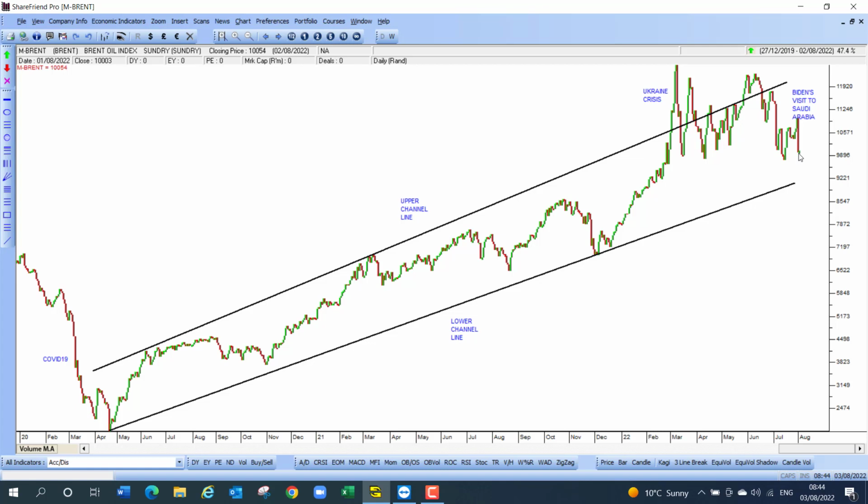And, of course, you must bear in mind that the American economy is basically teetering on the edge of a recession. Gross domestic product contracted by 1.6% in the first quarter of this year, and then by a further 0.9% in the second quarter. And obviously they've had these two 75 basis point interest rate hikes, and that is going to have an impact.